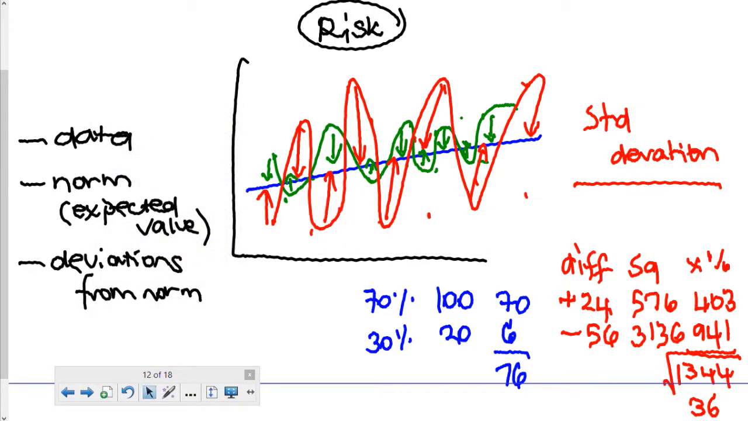Coefficient of variation then says, okay, hang on. I expect a deviation of 36 on 76. What percentage is that? That's quite high risk, isn't it? 36 of 76 is what? 47%.